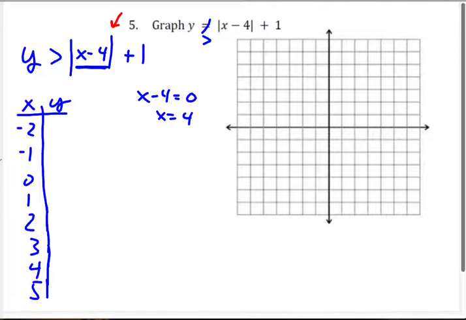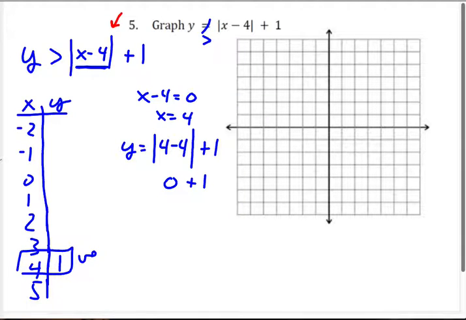Anyway, when I plug 4 in up here, I'm just going to say y equals right now, because we're just graphing the boundary, 4 minus 4 plus 1. That's 0 plus 1, or just 1. So 4, 1, right here is my vertex. Sometimes they're easy to find, sometimes it's a little bit more technical. 4, 1, that's the lowest that this graph is ever going to go. Okay, so let's plug in 3, see what we get, and go from there.